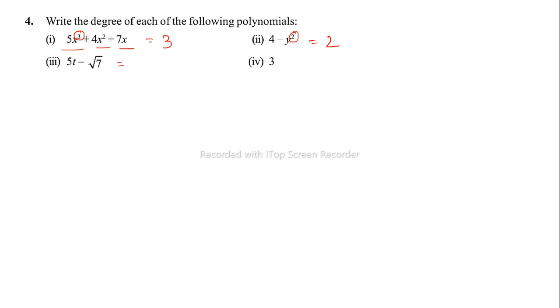In the next bit, 5t minus root 7, the highest power of t is 1. So the degree will be 1. And the last one, only 3. So 3 is a non-zero constant polynomial. Here the degree will be 0 because 3 can be written as 3 into x to the power of 0 or y to the power of 0, anything. So the degree of a non-zero constant polynomial will be 0.